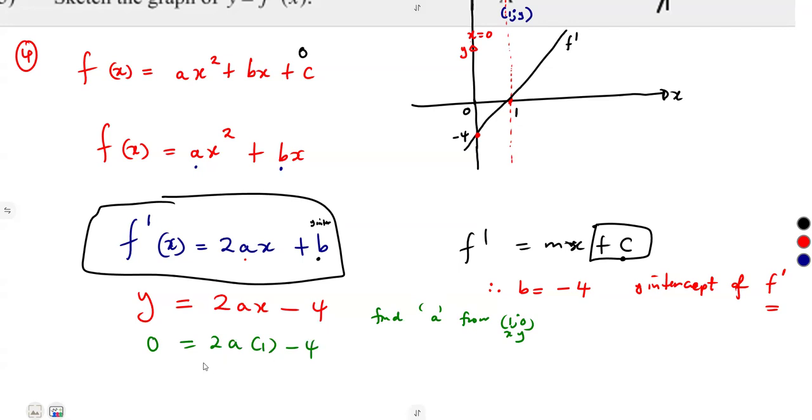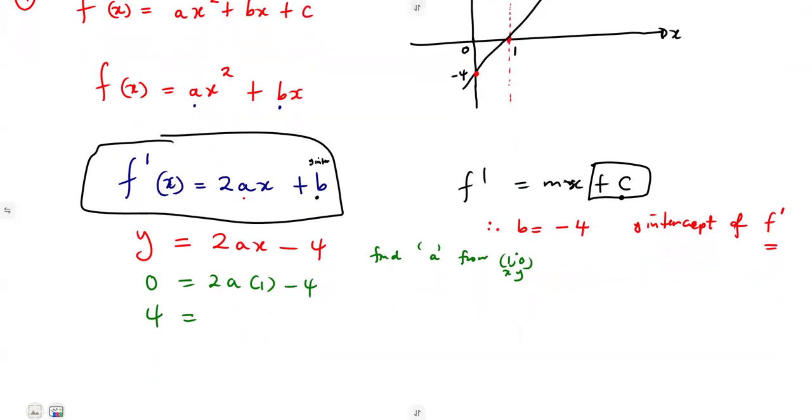So let us solve for A. -4 to the other side, that's a +4, which is equal to 2A times 1. That is 2A. To find A, simply divide by 2 both sides of your equation. So 4 divided by 2 is 2. So we have the value of A from this.